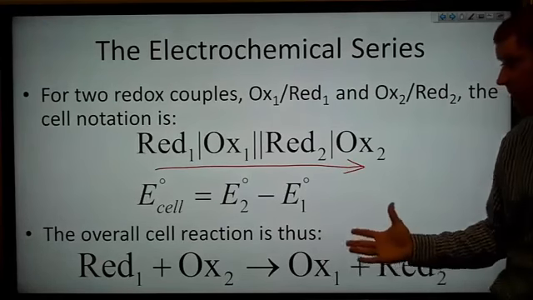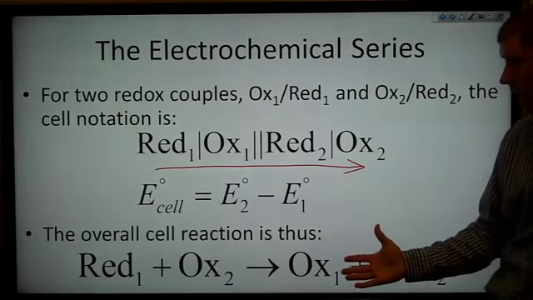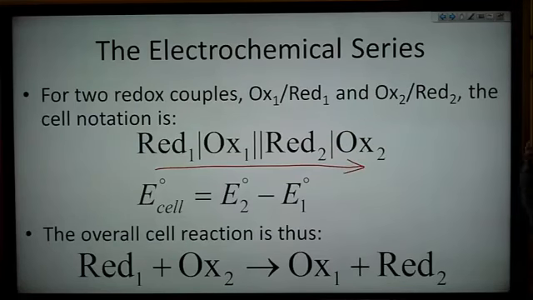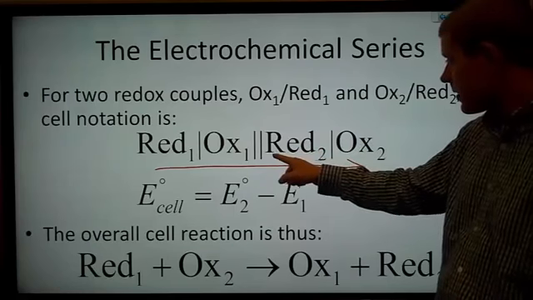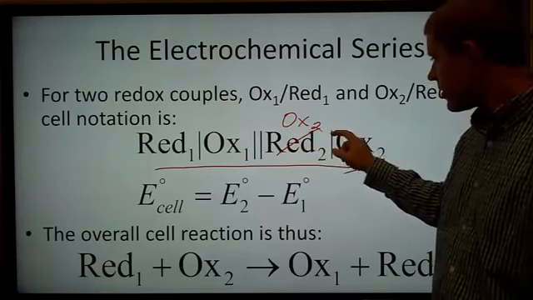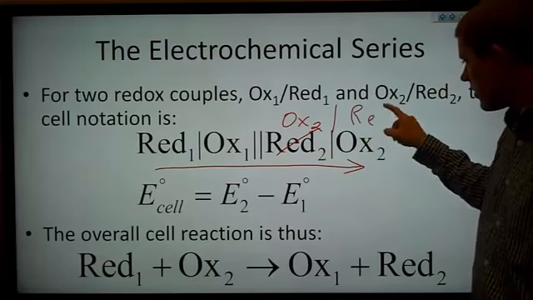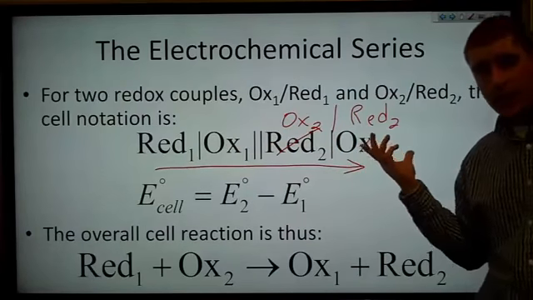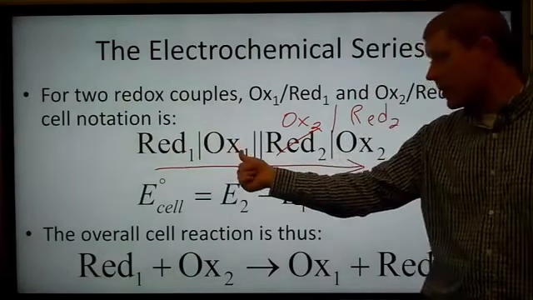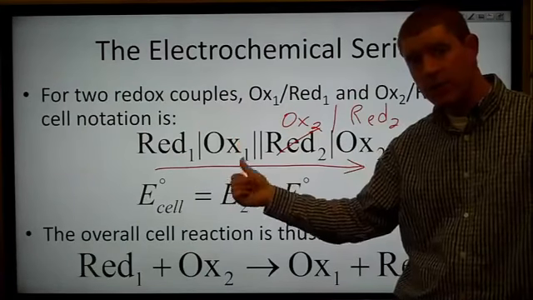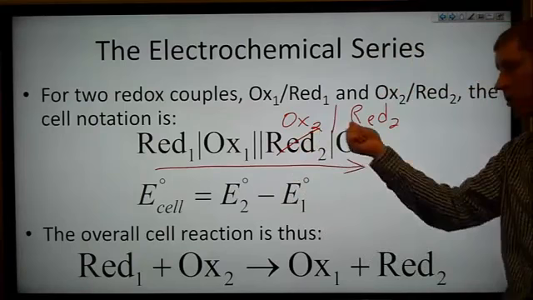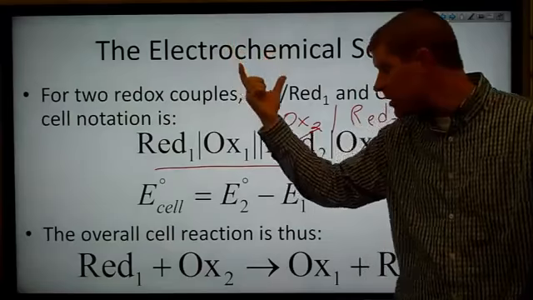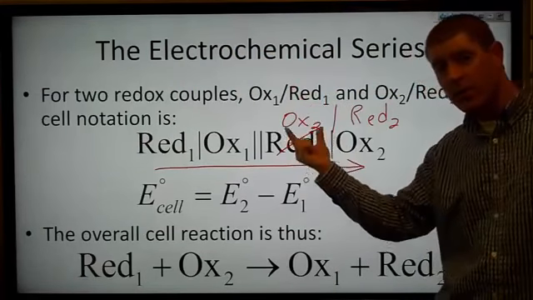And our overall cell reaction, note that this is not written correctly. We need to have here Ox2 bar Red2. So note that if we had it the way that I actually have it written on the slide, we're going from a reduction to an oxidation, from a reduced species to an oxidized species, so we have to remove electrons, and we're also removing electrons here. But we can't do that. So what we have to do is take the electrons away from this species and add them to this species. Well, when we add them to this one, we're making the reduced form.